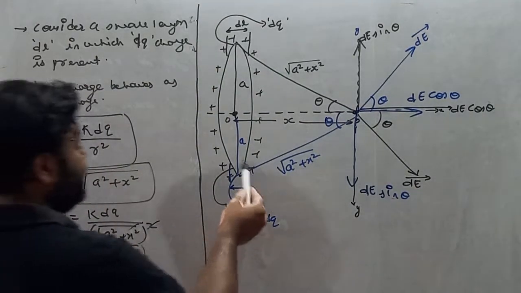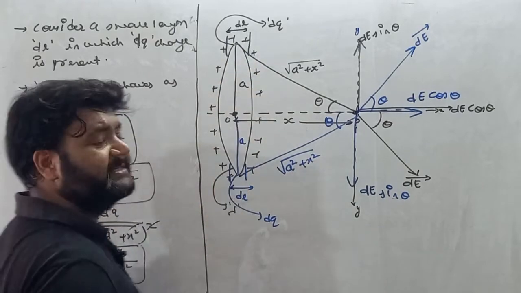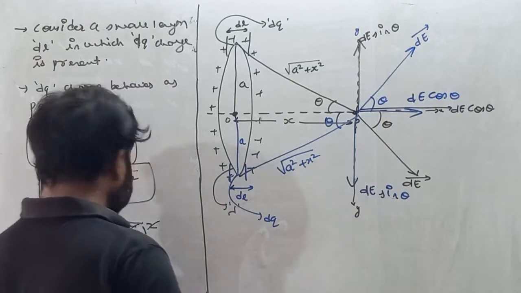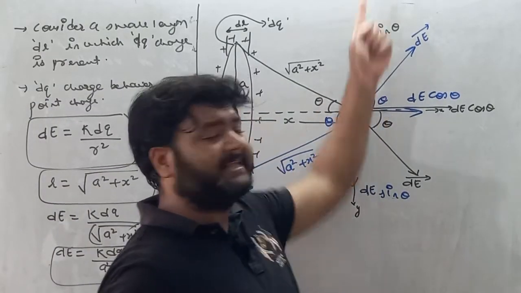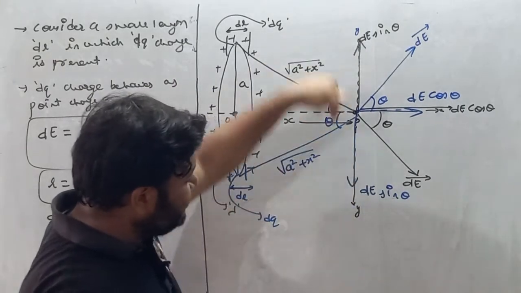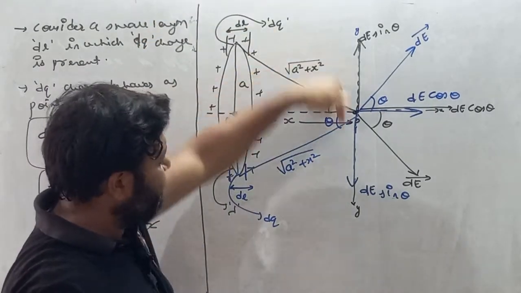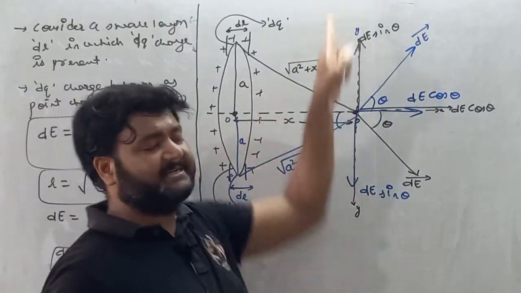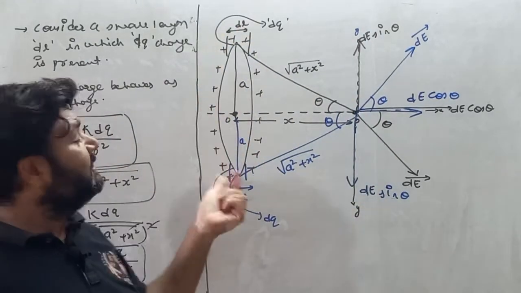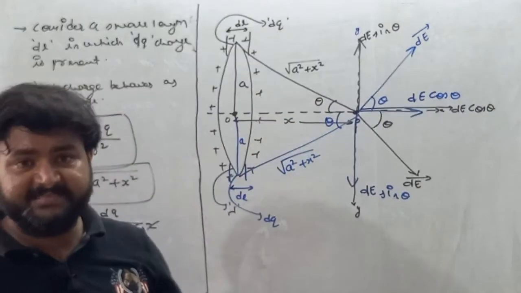So dE due to this dq charge that is below the origin, and dE due to the charge above the origin, are the same. We can say above center and below center, dE is the same. See, one dE sin theta component is in the upward direction and one dE sin theta component is in the downward direction. Due to this charge it is below, and due to this charge it is above. And we know that the magnitude of dE due to both the elementary charges, both the point charges dq, is the same.